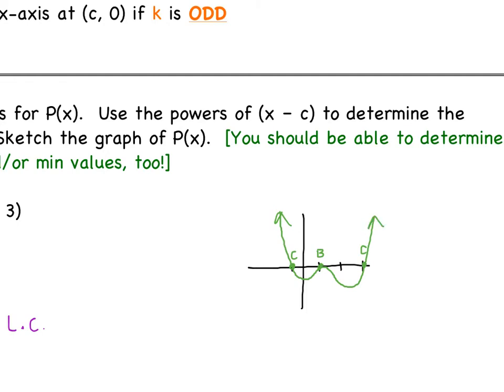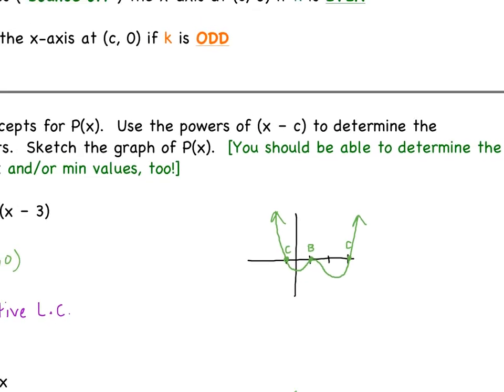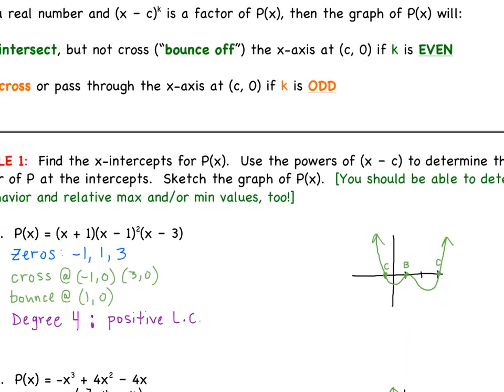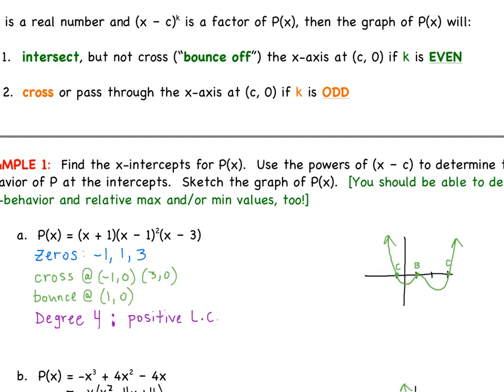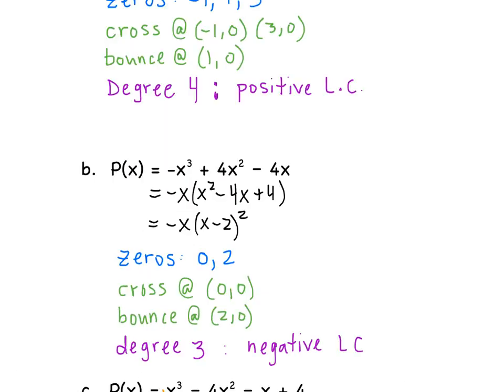Okay, so what I want you to do right now is try the next example. A little hint: you have to factor example B. See if you can get at least the zeros, whether they cross or bounce, and identify your degree and your leading coefficient. Give it a try, come back and check your answers.